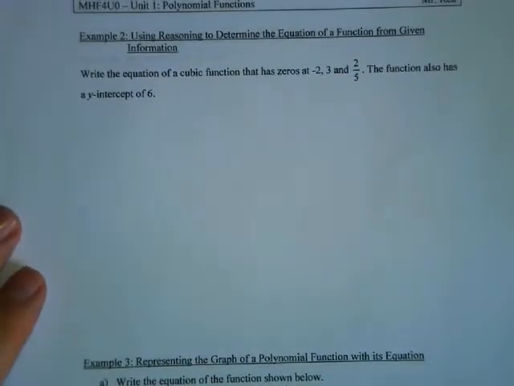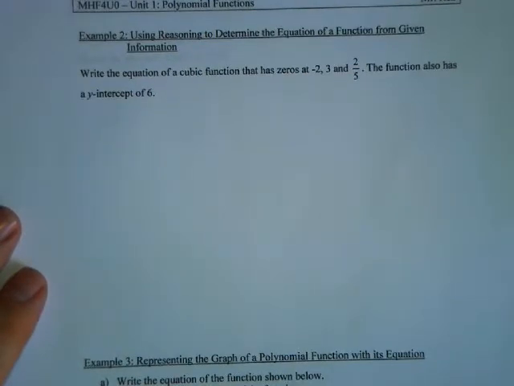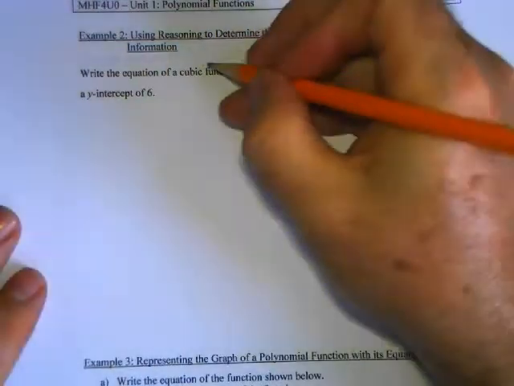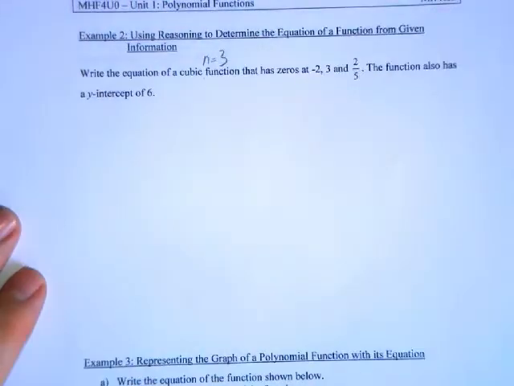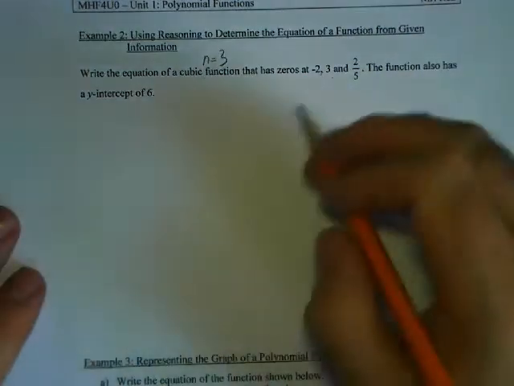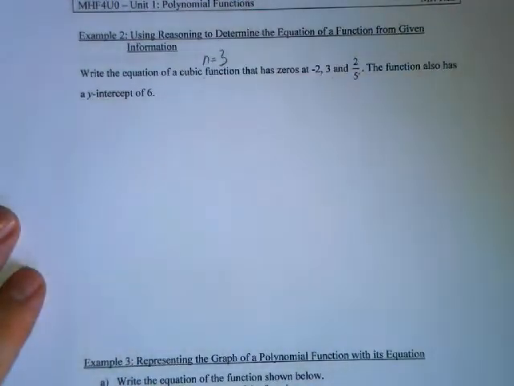All right. So this question is giving you some information. It's not giving you the equation, but it's giving you the zeros. It's a cubic equation, so that tells you n equals 3. And we've got zeros at these 3 points, -2, 3, and 2/5.